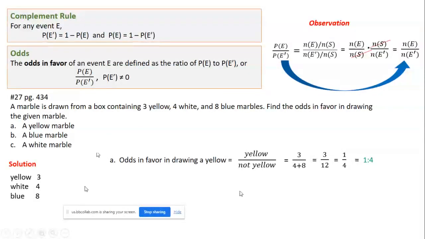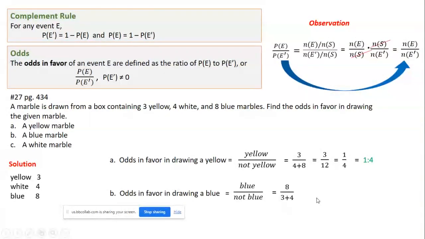That's our favor that we can get a yellow marble. Let's do B. What are the odds in favor of drawing a blue marble? Okay, we would do the same process. The probability of the event that we get a blue is divided by not blue.